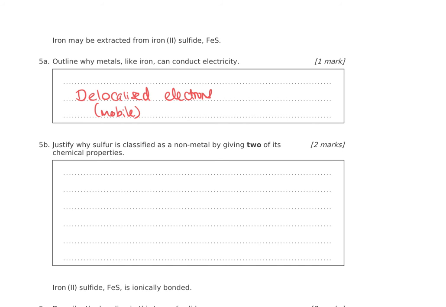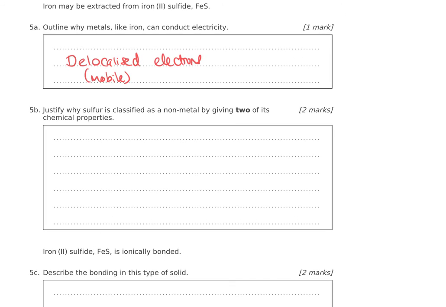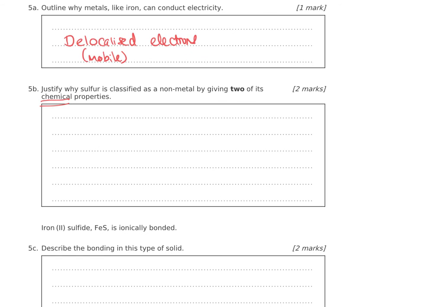Justify why sulfur is classified as a non-metal by giving two of its chemical properties. So it'd be really important. Some people gave me physical properties and things like that. So non-metals. What's different about a metal and a non-metal? Well, non-metals form acidic oxides. Non-metals, they covalently bond with each other. So they form covalent compounds with other non-metals.